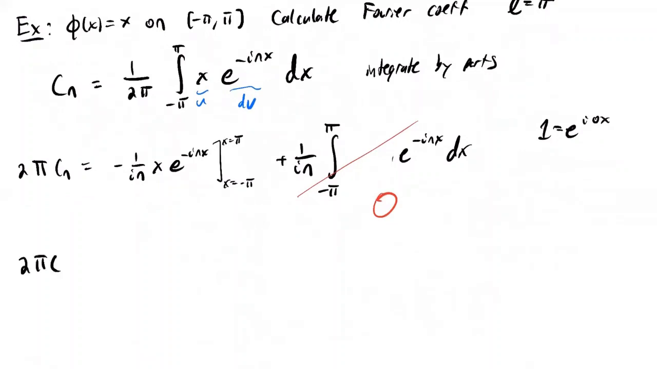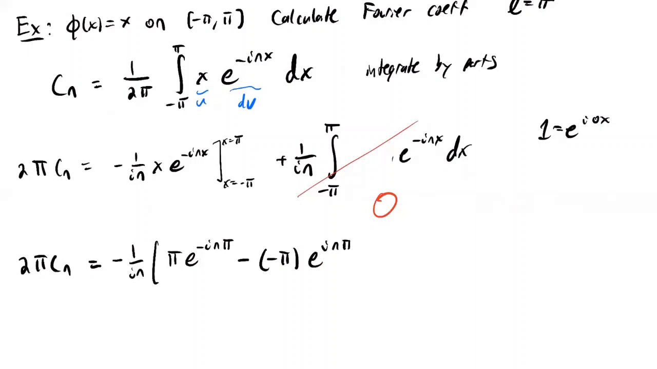So we get 2 pi Cn is equal to minus 1 over in times pi e to the minus in pi, and then minus negative pi e to the in pi, plugging in x equals minus pi in the second part. And so this is equal to minus 1 over in. Let me factor out the pi, since I have a pi in front of both terms, and then I have e to the minus in pi plus e to the in pi.